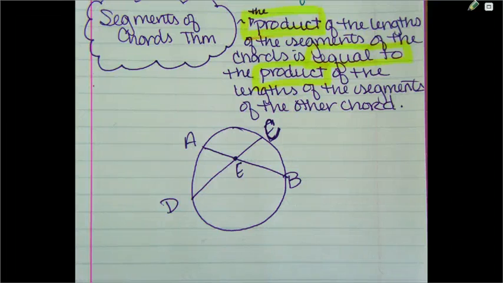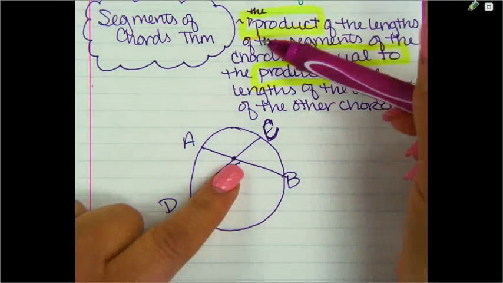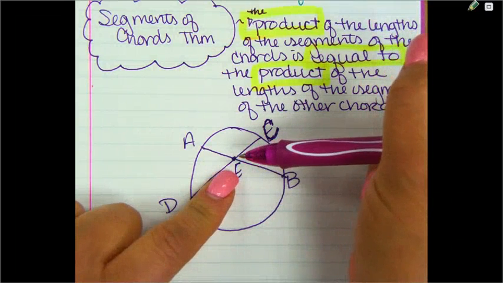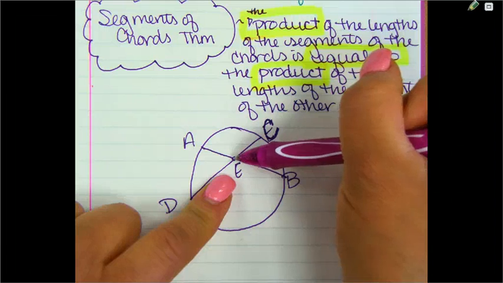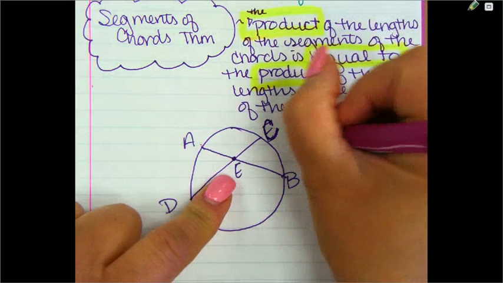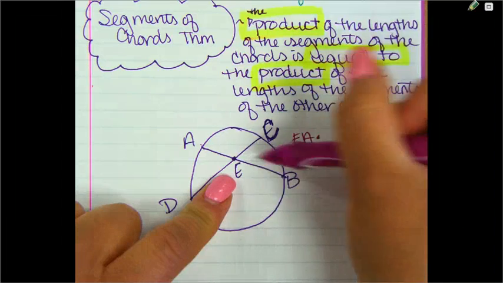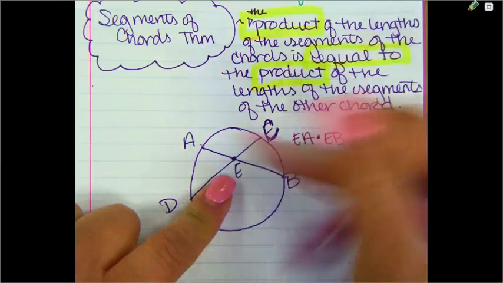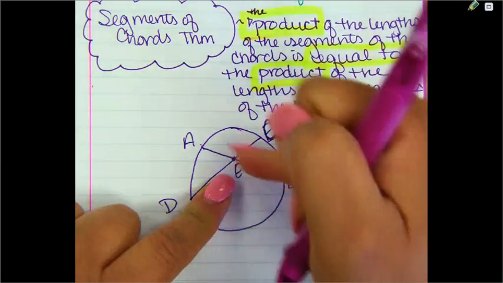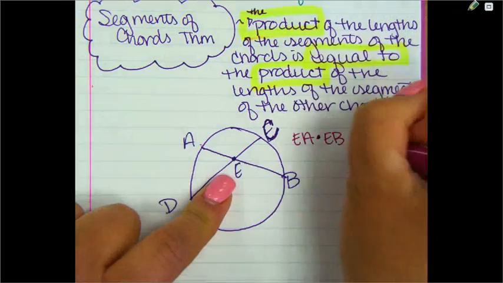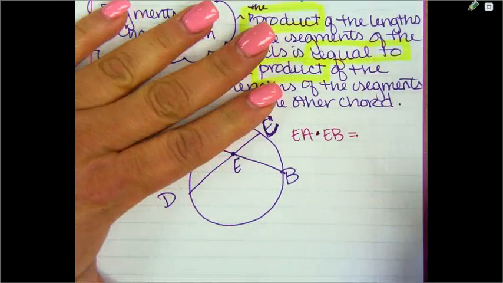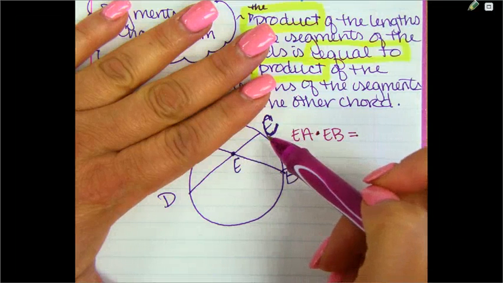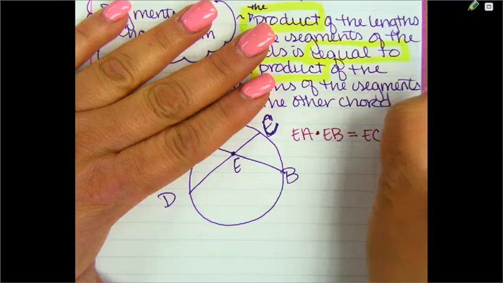So watch what it says in terms of the theorem. The product of the lengths of the segments of the chords. So the product, what does product mean? Multiplication. So multiplying one of the pieces times the other piece, right? Product of the lengths of the segments. So there's the segments of one of the chords broken up, EA and then EB, equals the product of the other one. What do you think the other one's going to say? EC and ED. So we're going to multiply EC times ED.